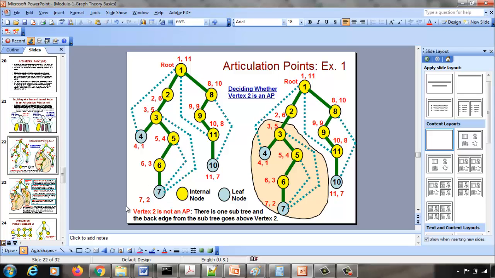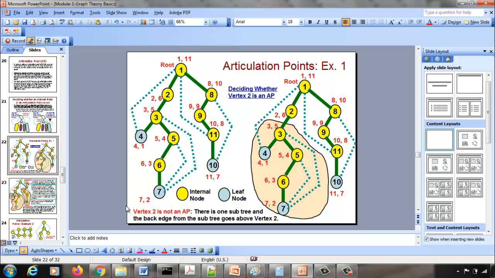So a brute force approach to decide whether a vertex is an articulation point or not is to simply remove the vertex and see whether the graph gets disconnected or not. But from the algorithmic point of view, in order to see whether the graph remains connected or not, we have to either run breadth first search or depth first search, which is a time consuming process to do after removing each vertex.